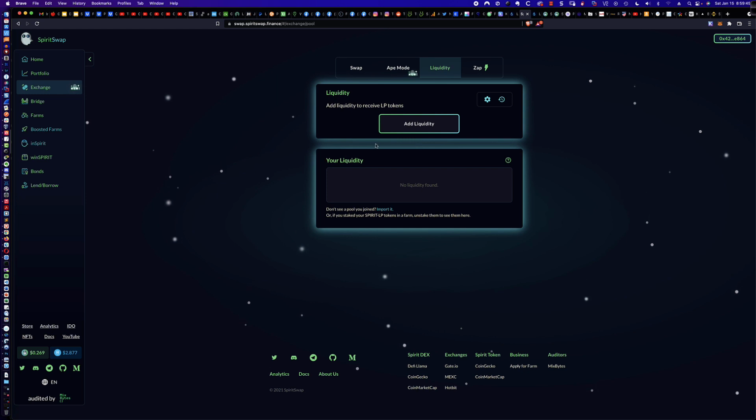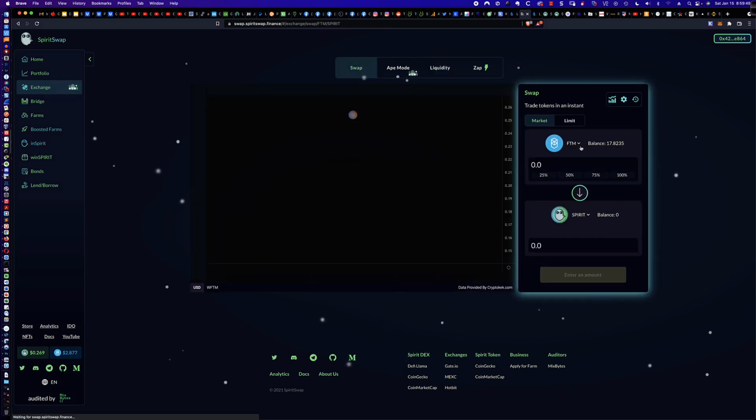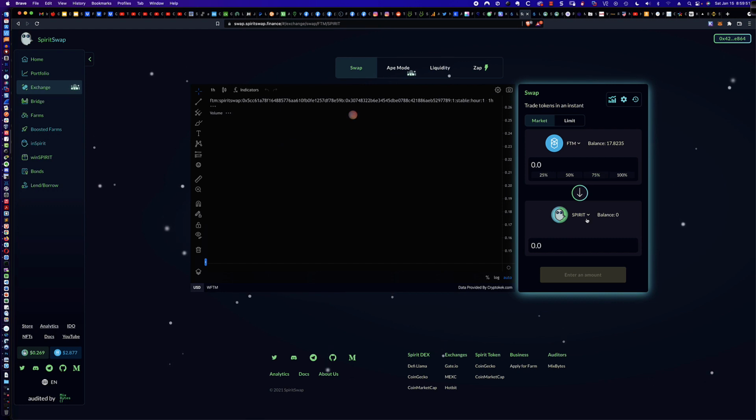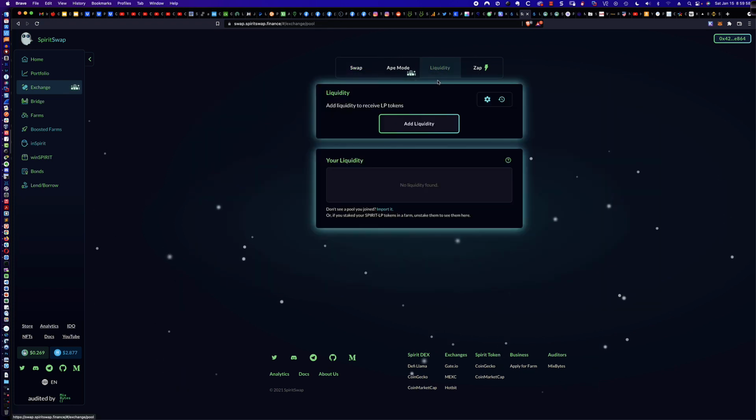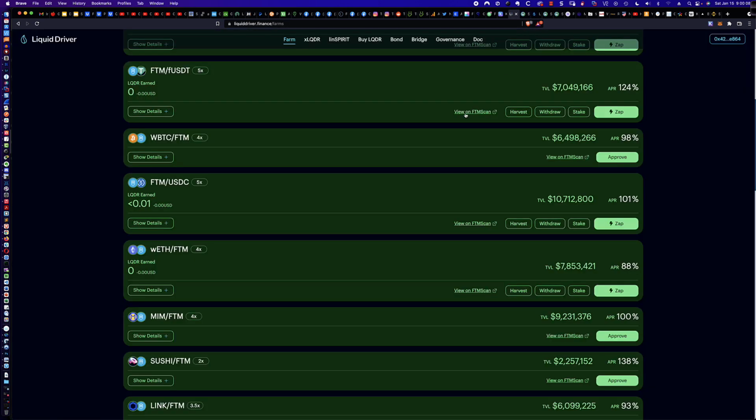It's coming here to SpiritSwap. It's swapping your FTM for an equal amount, dollar-wise, of whatever it is you're pairing it with. Then it's coming here and doing the liquidity, creating that liquidity pair, the LP token, for you, and making it available all right here on this page. That's what's happening. So let's do that.